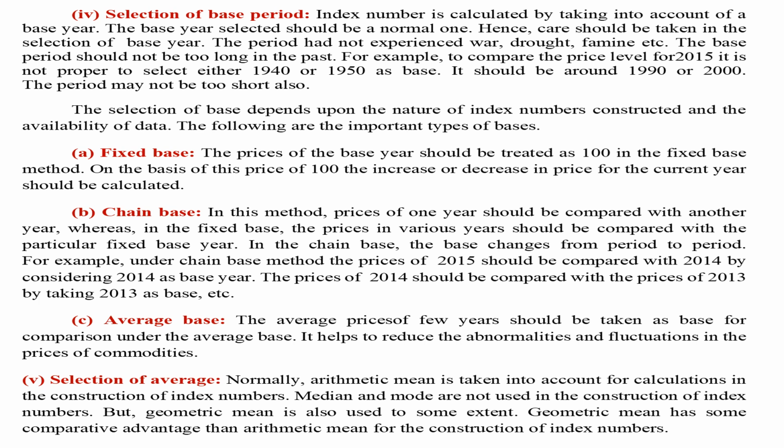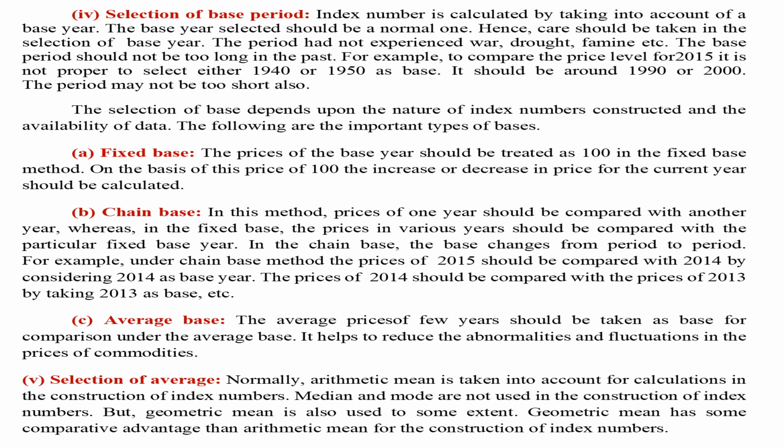The following are the important types of bases. A fixed base. The prices of the base year should be treated as 100 in the fixed base method. On the basis of this price of 100, the increase or decrease in price for the current year should be calculated. Chain base. In this method, prices of one year should be compared with another year, whereas, in the fixed base, the prices in various years should be compared with the particular fixed base year.